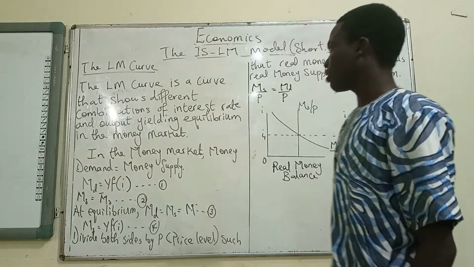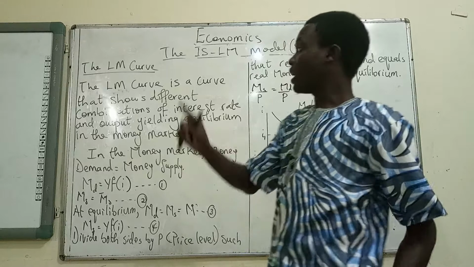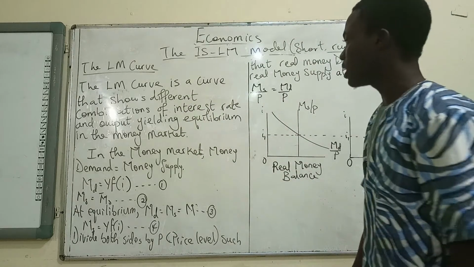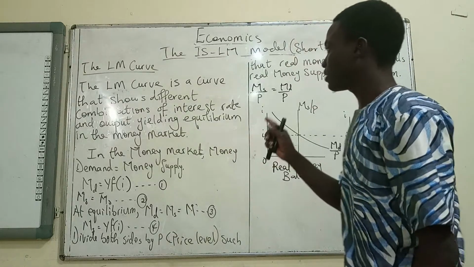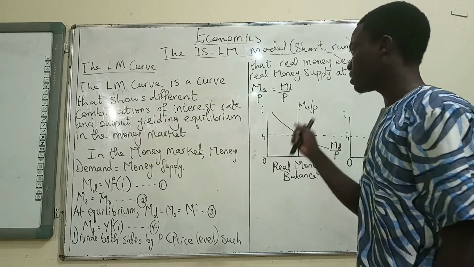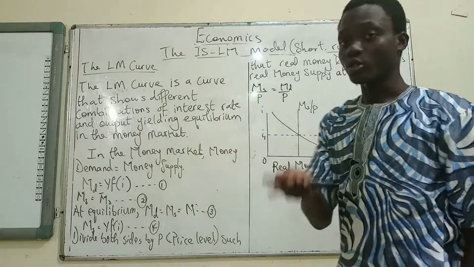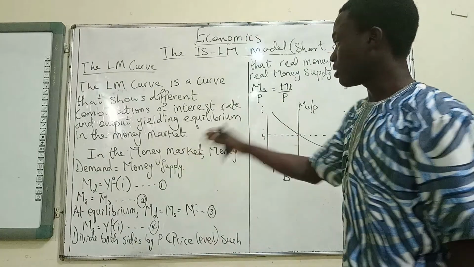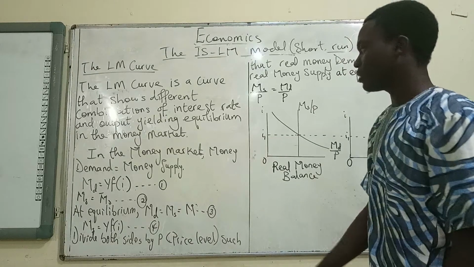Now, the LM curve is a curve that shows different combinations of interest rates and outputs yielding equilibrium in the money market. So we'll get to the graph of the LM curve in a bit. Alright, so in the money market, money demand equals money supply.